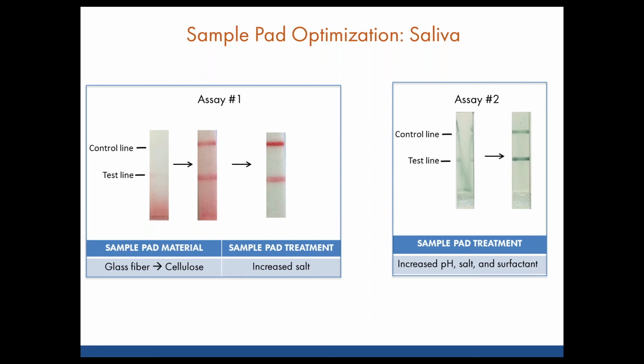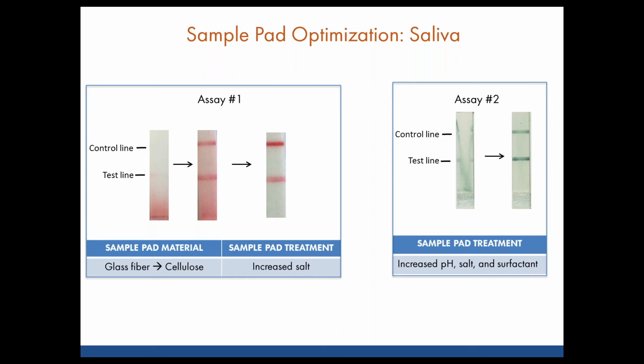To improve this, we screened a wide range of sample pad materials with a wide range of saliva donors. The next strip shows the improvement made by changing from a glass fiber material to a cellulose material. However, you can also see that the background was still really high and that the flow was not perfect. By treating the sample pad with a high concentration of salt, we were able to improve the flow and get valid results at the test line.